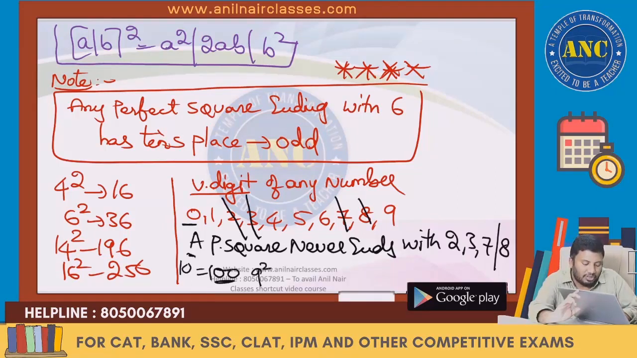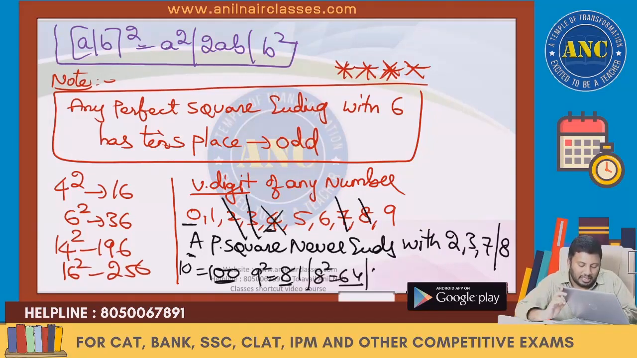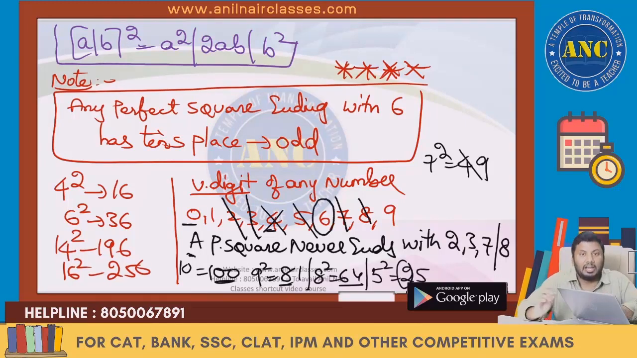It is ending with 1: 9 square is 81, tens place is even. It is ending with 4: 8 square is 64, tens place is even. It is ending with 5: 5 square is 25, ending with 2. It is ending with 9: 7 square is 49, tens place is even. Any perfect square, only when the unit digit is 6, tens place will be odd.